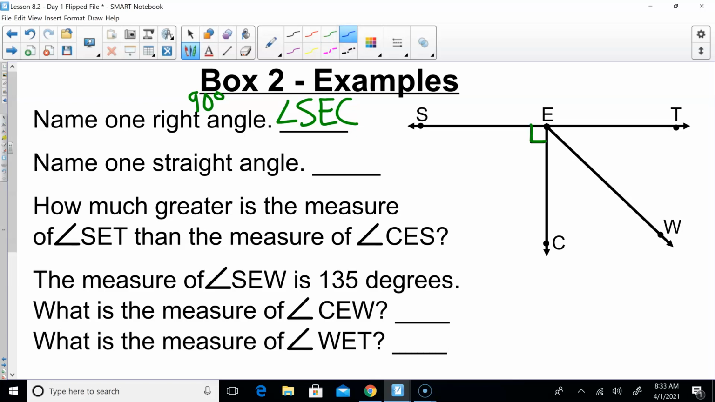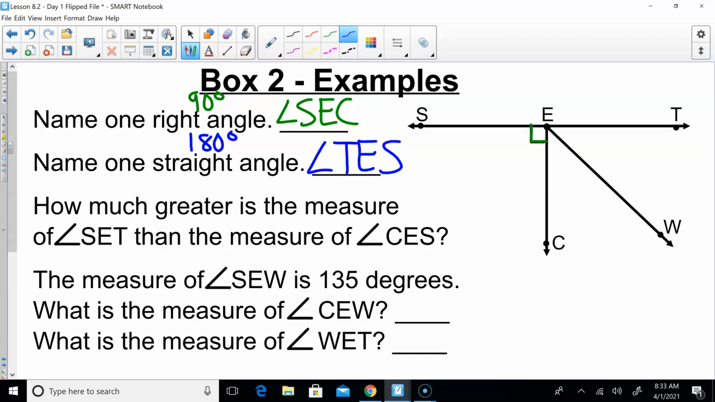Notice name one straight angle. So we're going to find the straight angle. What do we know about straight angles? Well, we know that they're 180 degrees. So I'm looking right now, and I have an angle of TES, which would work because we have a vertex, that one. Are there any other straight angles?